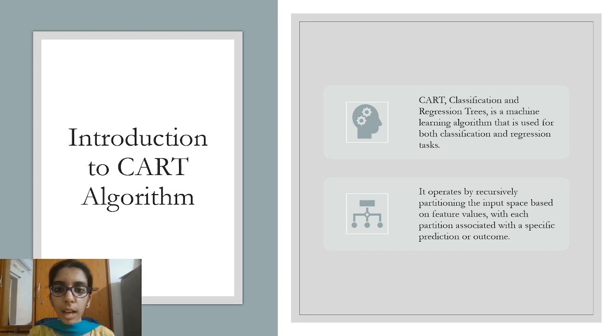So, coming to CART, which is short for classification and regression trees, is a machine learning algorithm that constructs decision trees for both classification and regression tasks. It operates by recursively partitioning the input space based on feature values, with each partition associated with a specific prediction or outcome. This process continues until a stopping criterion is met, resulting in a tree structure where each leaf node represents a predicted class or value.